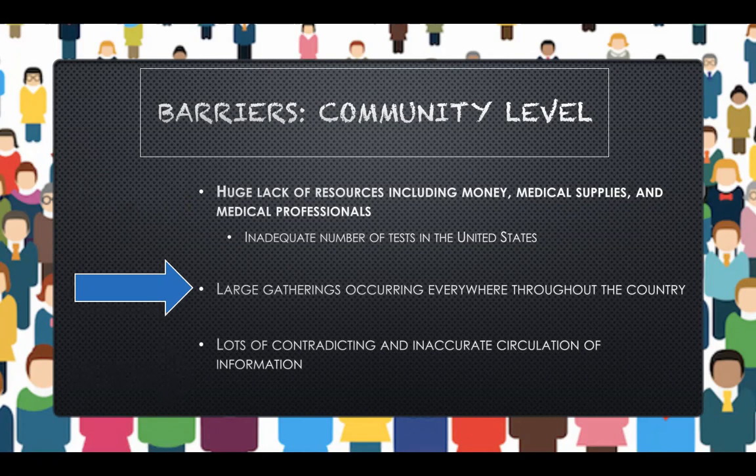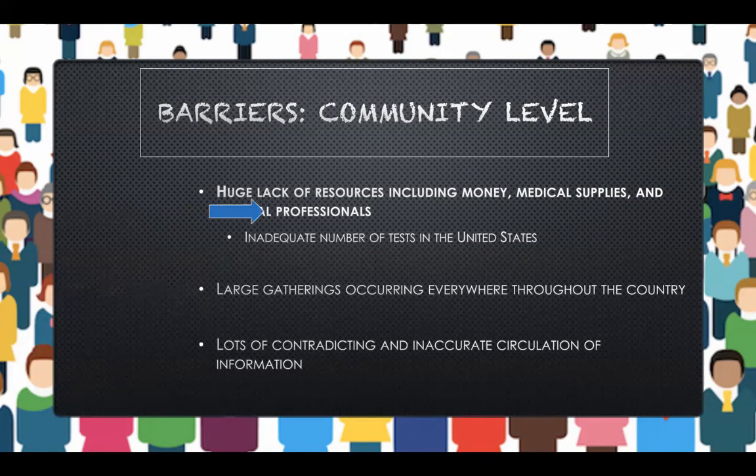Next, at the community level, we see a lot of large gatherings occurring everywhere throughout the country, including large protests that are going on right now. This just happens to be going on at the same time as the coronavirus, and it's really not helping the case numbers. Finally, like I said earlier, there's lots of contradicting information circulating out there, which really doesn't help in a response.